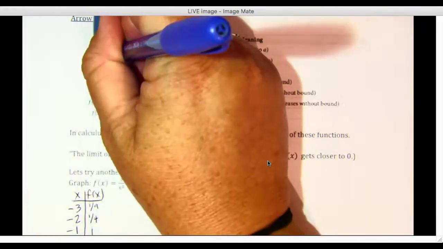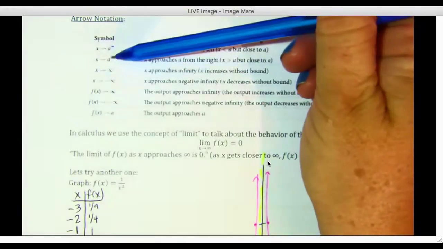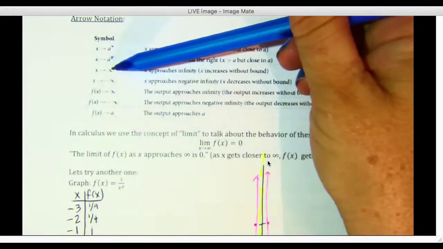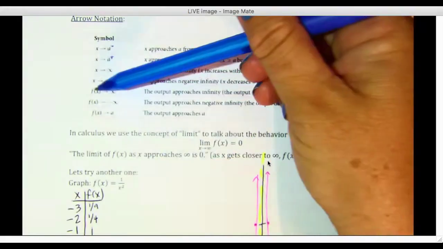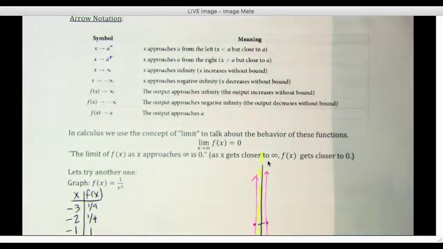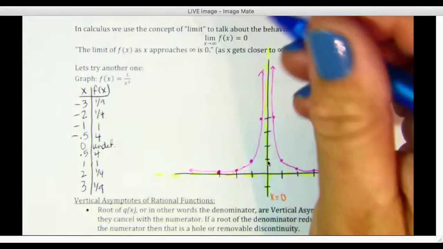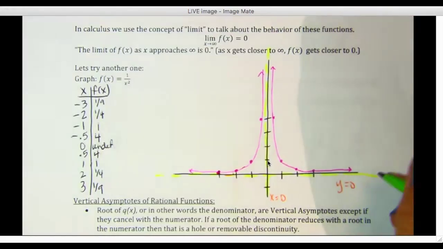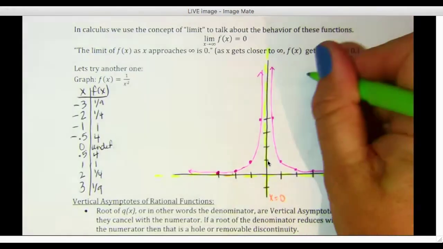On the next one, we see a little plus sign. And that means we're getting really, really close to a from the right-hand side. We can talk about x getting really big, x going to infinity, or x going to negative infinity, f of x going to infinity, and f of x going to negative infinity, and approaching a value. But these make a lot more sense when we're talking about an actual graph. So let's look at the one that we just did. So if I'm writing the arrow notation there, I can talk about as x gets really, really, really big, as x goes to infinity.